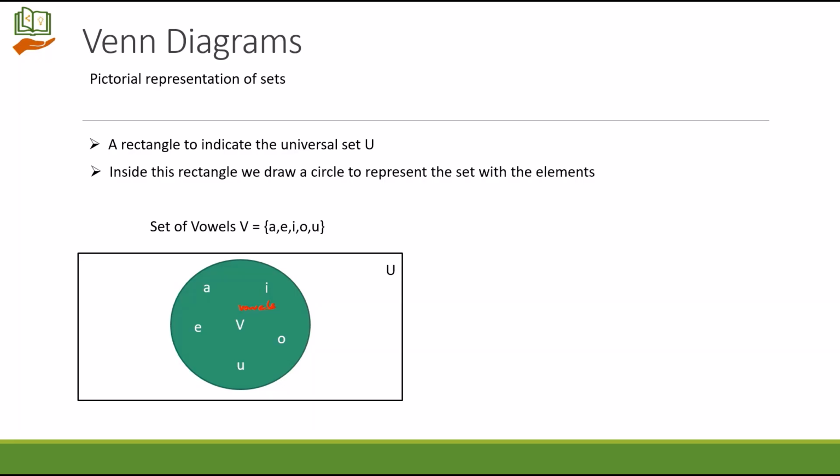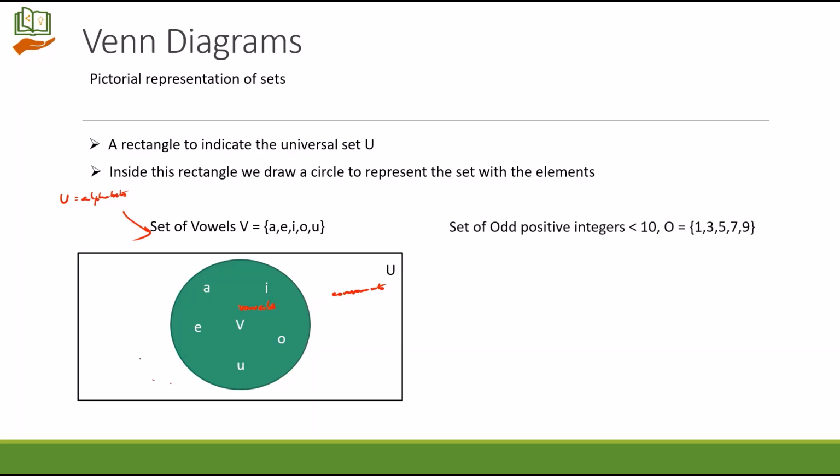what will be present in the universe? This universe will contain consonants. So we can say universe is equal to the alphabets. So from the alphabets, this set is taking only the set of vowels. The remaining consonants B, C, D, F, G, H all will be staying in the universal side.